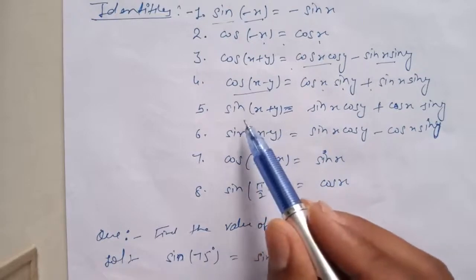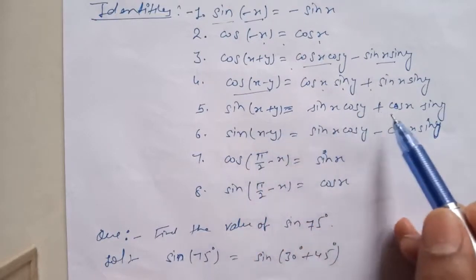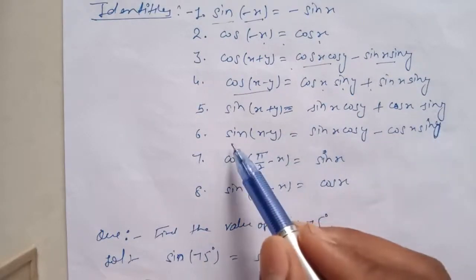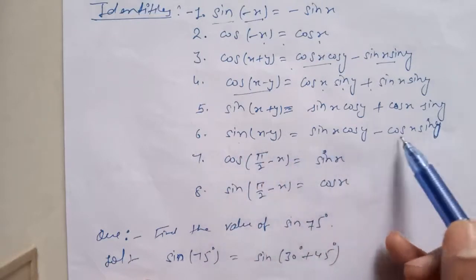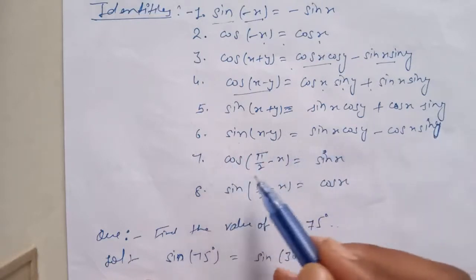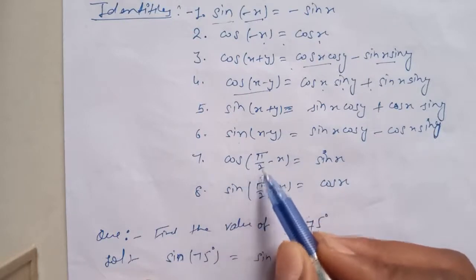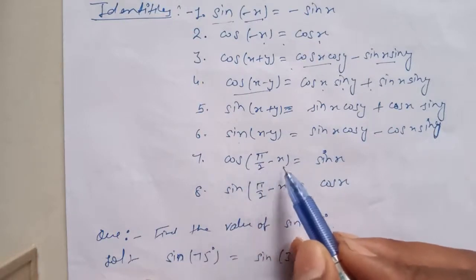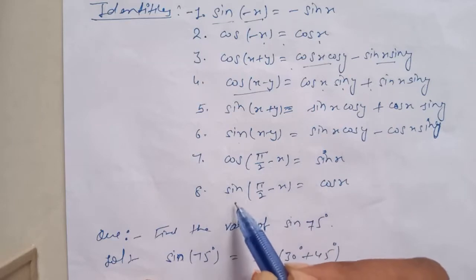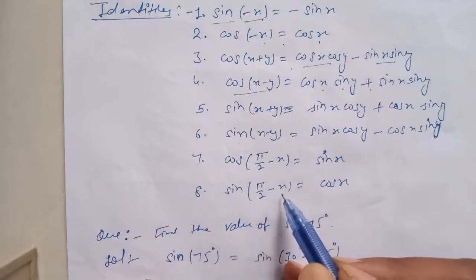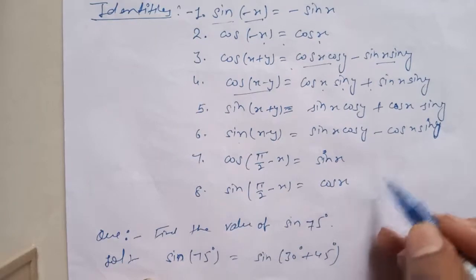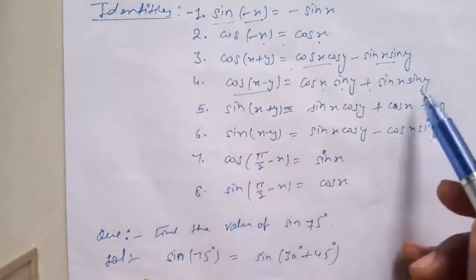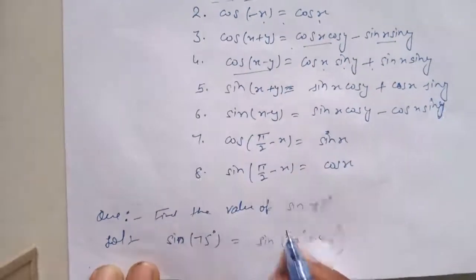And the fifth one is sin x plus y is equal to sin x cos y plus cos x sin y. Sixth one is sin x minus y is equal to sin x cos y minus cos x sin y. Seventh one is cos pi by 2 minus x, meaning 90 degree minus x, is equal to sin x, and sin pi by 2 minus x is equal to cos x. Now by using these identities we will solve the questions.